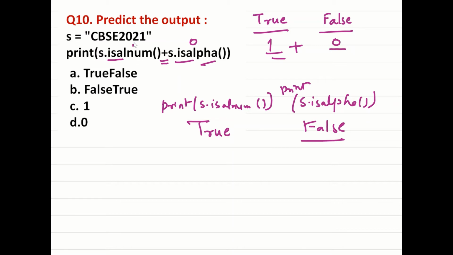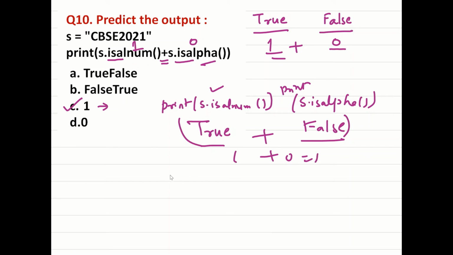So isalnum is 1. It will add both the values, 1 plus 0, as 1. So the correct answer is 1. If I don't write print, then also it will return true and false. I have already told, if you are using it separately with the print statement, it will show true and false. So if we talk about this one, s dot isalnum will return true and isalpha will return false, and we have plus in between inside the bracket. So it will print 1 plus 0 equal to 1.